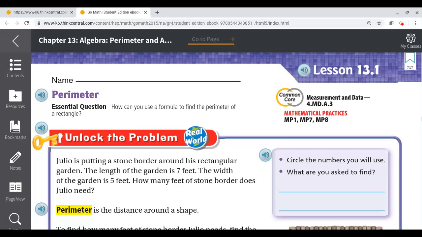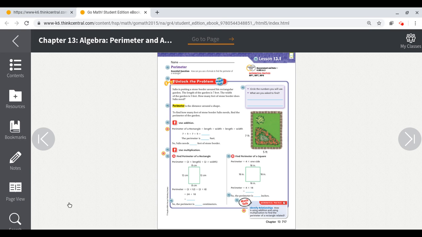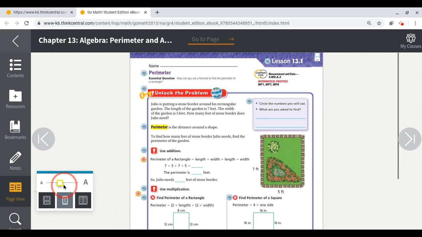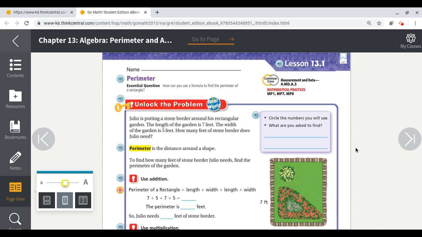Let me see if it'll scroll down. Come on. Technology has not been on my side this week. Let me see. I might have to do it this way. And zoom in. Okay, let's see if this will work. Come on.